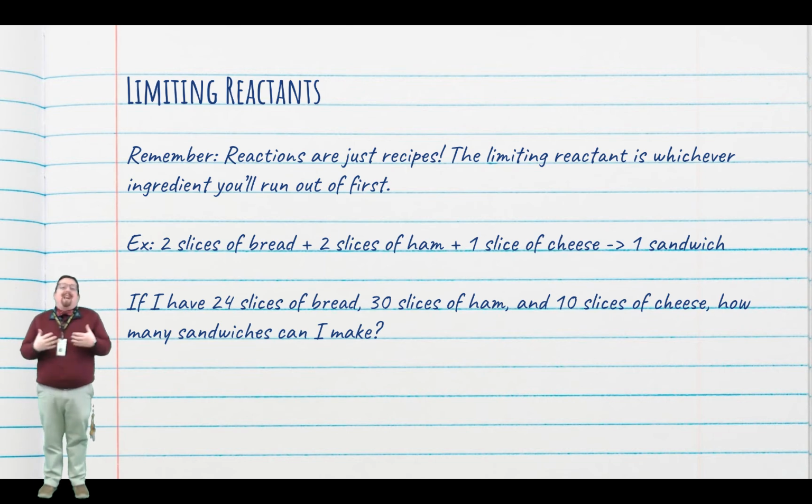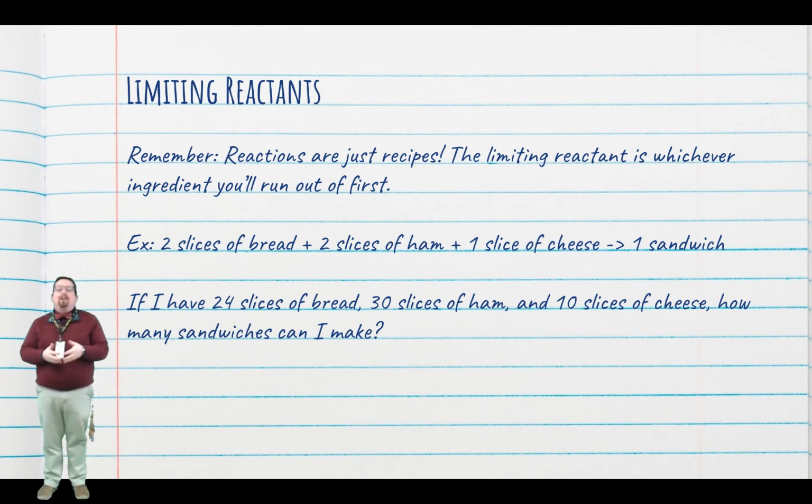So if my recipe for sandwiches says that I put 2 slices of bread with 2 slices of ham and 1 slice of cheese to make 1 sandwich, and I know that I have 24 slices of bread available, along with 30 slices of ham and 10 slices of cheese, which of those ingredients would be my limiting reactant? Well, let's think about how many sandwiches I'd make if I used up each of those ingredients. If I use all of my bread, since it takes 2 slices of bread and I have 24 slices, I could make 12 sandwiches. If I used all of my ham, since it takes 2 slices of ham and I have 30 slices, I could make 15 sandwiches.